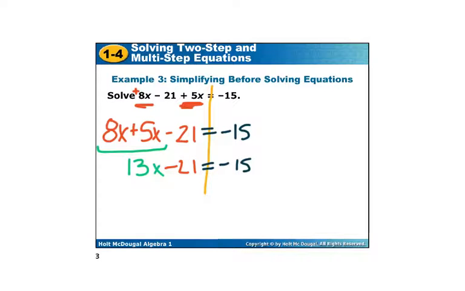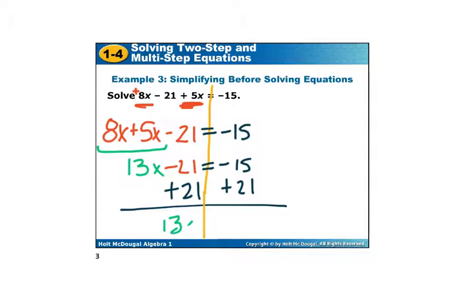Then to both sides, I'm going to add 21. Now we're going into opposite operations because I'm going across that yellow line. We'll be left with 13x equals negative 15 plus 21, which is a disgusting 6. Why is it disgusting? Because now if I divide by 13, I'm going to get the terrible decimal of 6/13. So our x value is going to be 6/13.